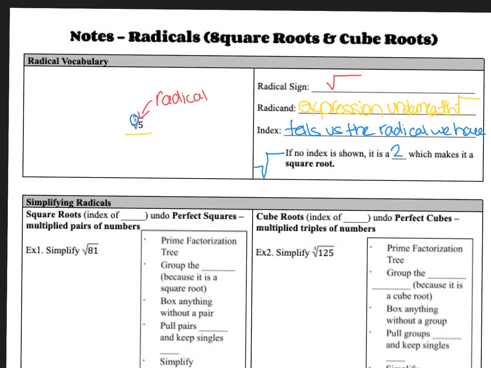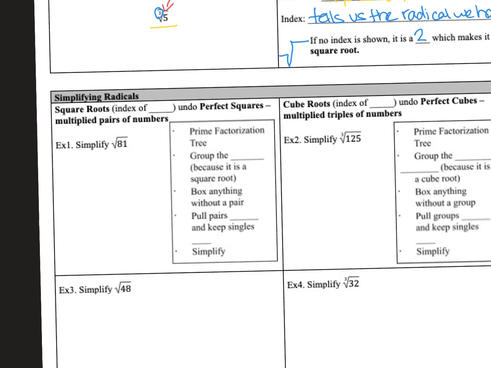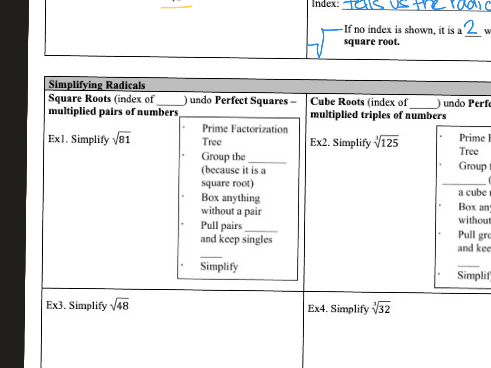Okay, so let's look at simplifying some examples. So here, let's start out. We're asked to simplify the square root of 81. Now, how did I know that that was a square root? Well, look at the index. Remember, the index would be here on the outside. Do I see a number on the outside? There is one. I know it's just not written, but remember, if it is not written, it is an index of 2. And this tells me I have a square root.